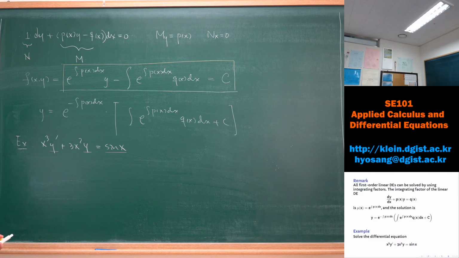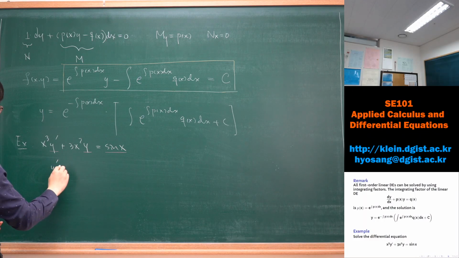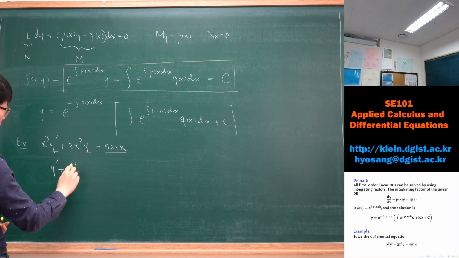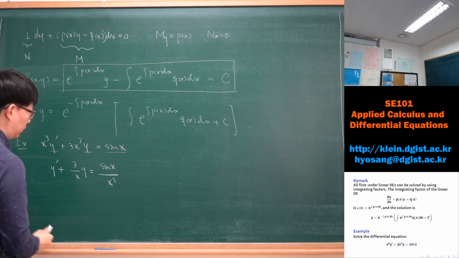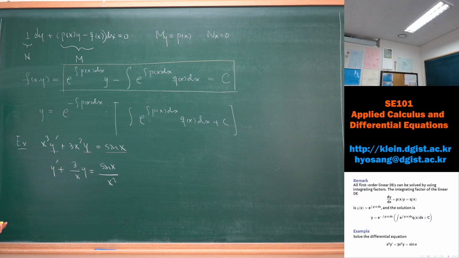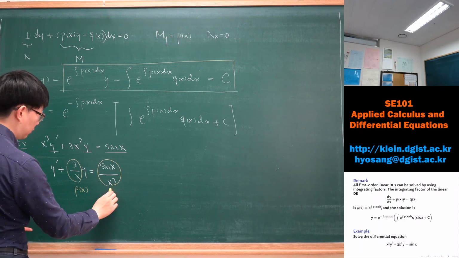However, if you want to use the formula that we derived here, you cannot have a coefficient which is not equal to 1. So we have x cubed as a coefficient of the y prime factor. So you have to divide by x cubed on both sides. So you get y prime equals minus 3 over x y plus sine x over x cubed. So this is the starting point to solve this differential equation. In this case, this is our p and this is our q.